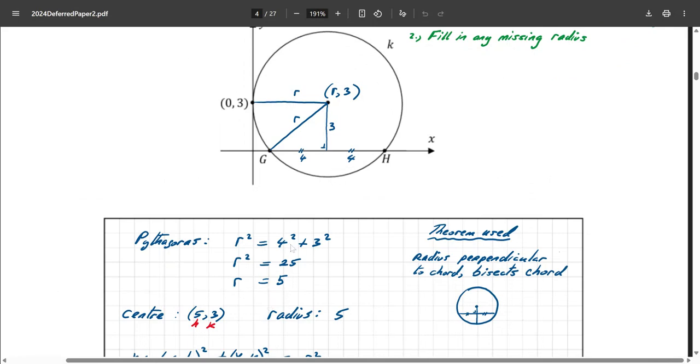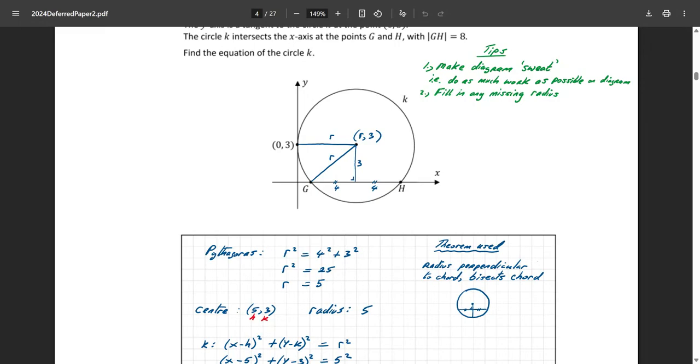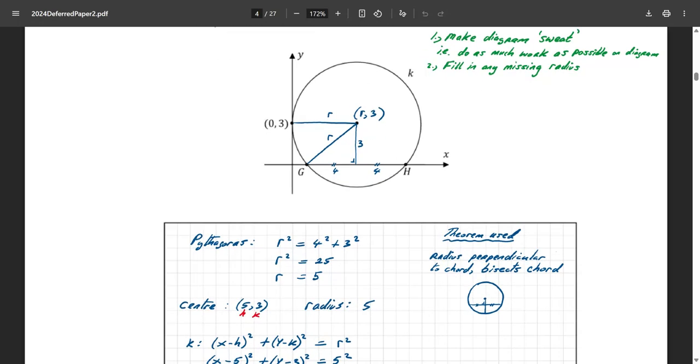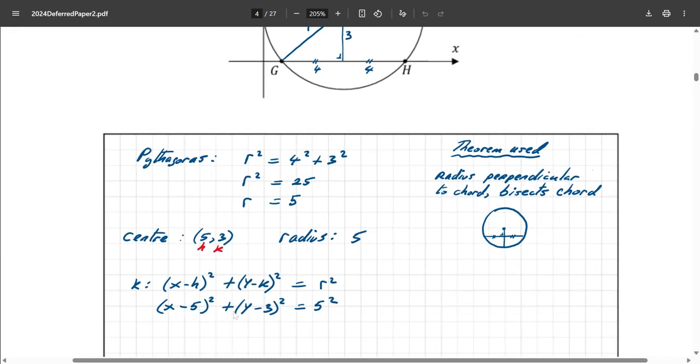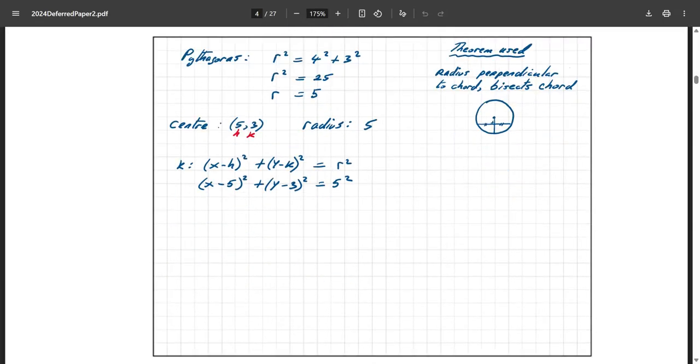And that means we have our centre and we have our radius. So the centre (r, 3) is now (5, 3), and the radius is 5. And once you have that, you're finished. You're home and dry, because now it's just filling into the equation for the circle, (x minus h) squared plus (y minus k) squared equals r squared. In this case, it's 5 squared. And that's what we were asked to find, the equation of the circle.